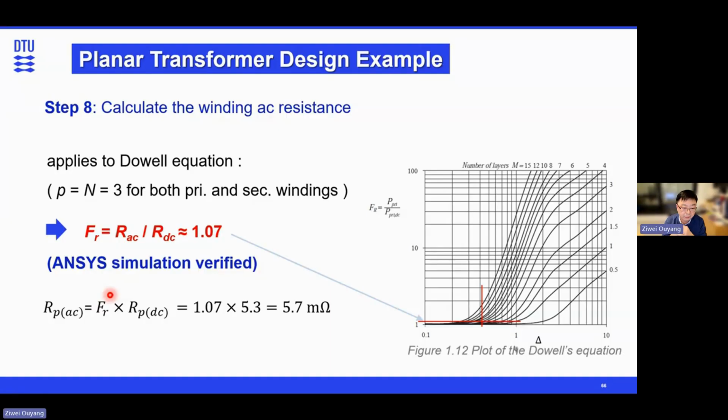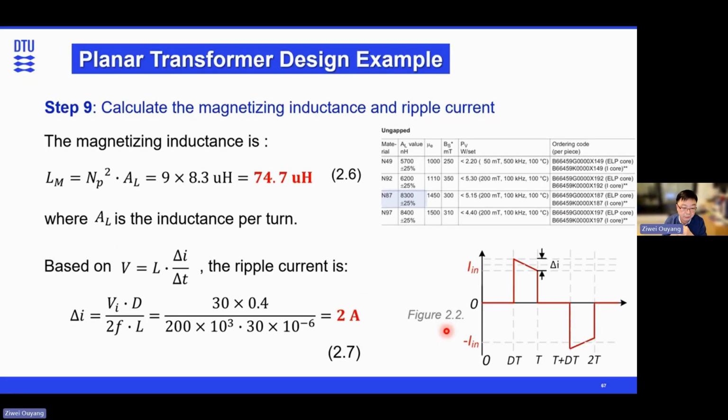So the next step, we calculate our magnetizing inductance. We know our number of turns, and we know from the data sheet the AL value, the inductance per turn. So here it is 8.3 microhenry per turn, and the magnetizing inductance is proportional to the number of turns squared. So we get 74.7 microhenry magnetizing inductance.